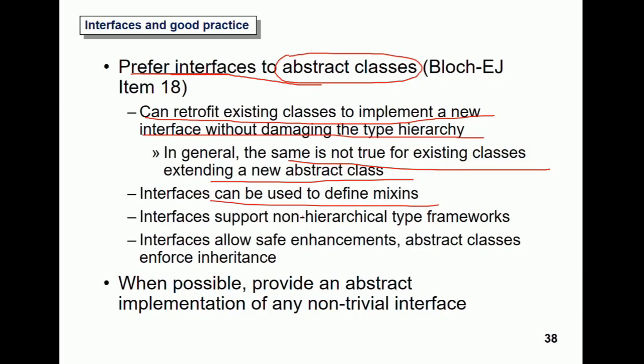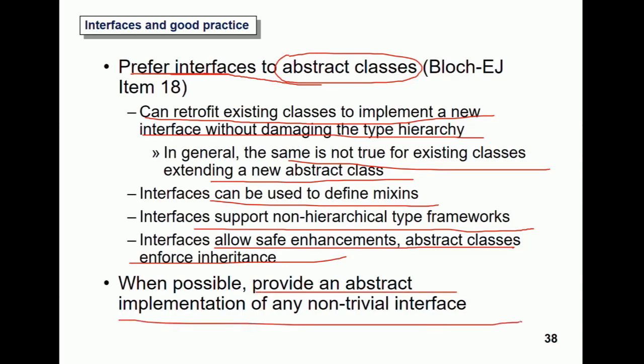Interfaces can be used to define mixins. They support non-hierarchical frameworks. They allow safe enhancements. Abstract classes enforce inheritance. And when possible, so you want them to work together, provide an abstract implementation of any non-trivial interface. If it's something very simple, then sometimes you don't need an abstract class. You don't have that many concrete types of implementations. You might have only one or two. Then you don't need an abstract class. But if it has any degree of complexity, then you want to have an abstract implementation.